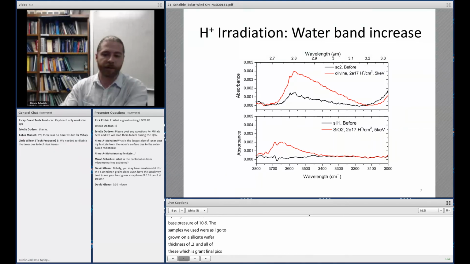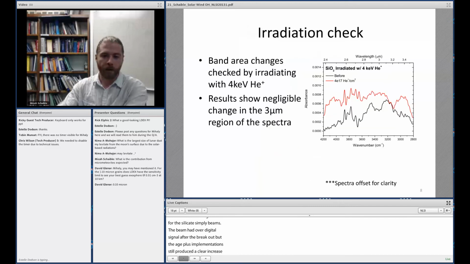So what we saw after we irradiated the minerals with the H+ is there's a clear increase in the 3-micron band region for both the silicates and the olivines. Important note is that the olivine had a residual OH signal after the bakeout, but the H+ implantation still produced a clear increase in the 3-micron band.